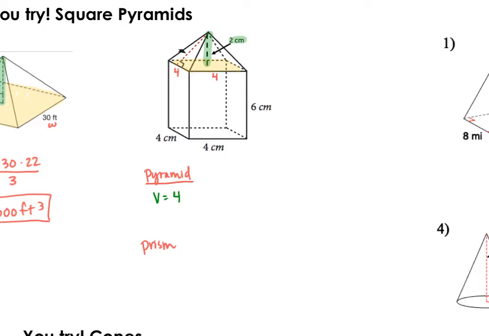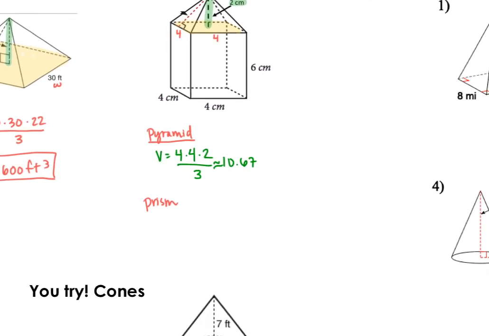It's going to be 4 times 4 times 2, and don't forget we do need to divide by 3 since it's a pyramid. So that's going to be about 10.67. Now looking at the prism on the bottom, the dimensions we need are the length, the width, and the height. And to find the volume of a prism, we just multiply those 3 numbers. So 4 times 4 times 6. We don't need to divide by anything since it's a prism. That is 96.